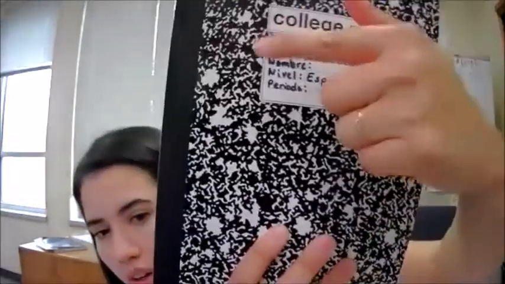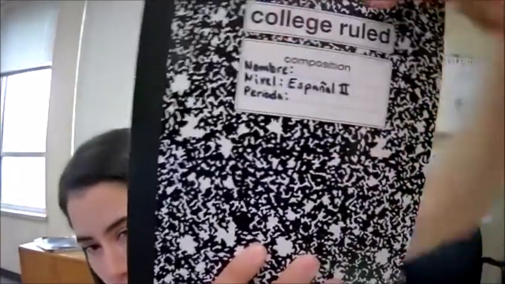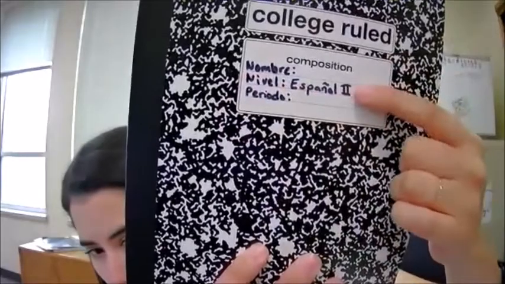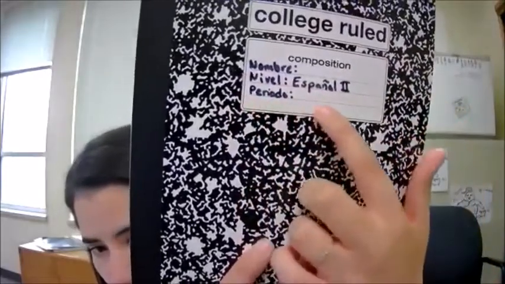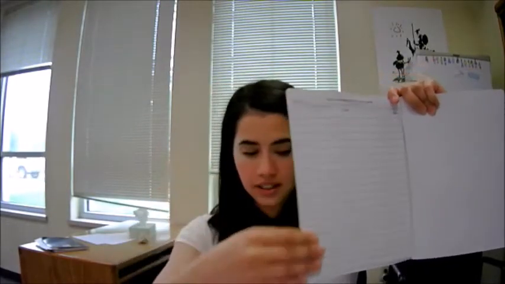Then the first thing you're going to do is put your nombre, your nivel, Español 2, y luego tu periodo on the front. On the very inside cover, you're going to need la tabla de contenidos.